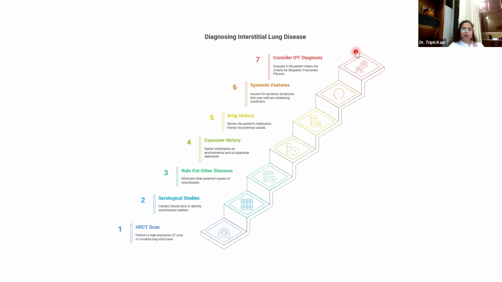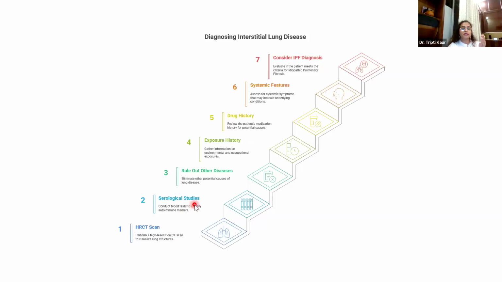So this is a flow chart, how you go about it. You first look at the HRCT. Most of the pathologists who practice lung pathology actually know how to read HRCT also. So you know that there are some entities which have subpleural sparing, there are some entities which have subpleural scarring. So all these you have to know.